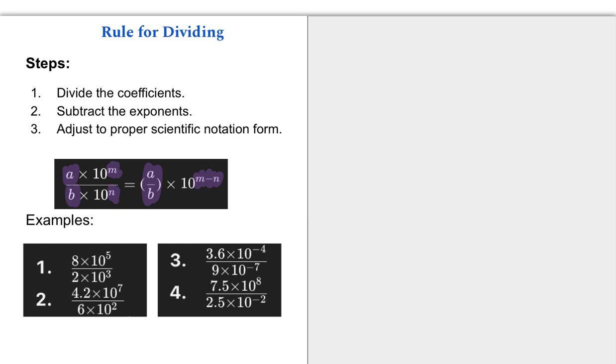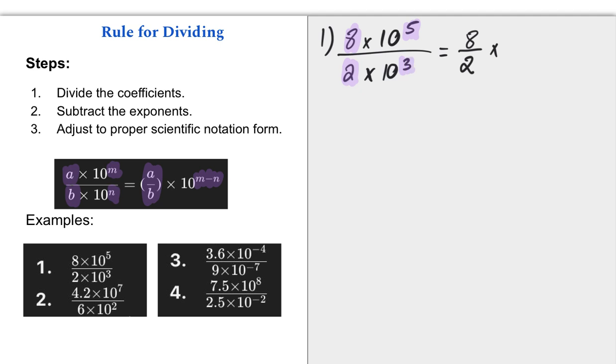Our first example is 8 times 10 to the 5th power divided by 2 times 10 to the 3rd power. Our coefficients are 8 and 2, so let's go ahead and divide. Our first step is divide the coefficients, and our second step is subtract the exponents. Our exponents are 5 and 3, so let's subtract 5 minus 3.